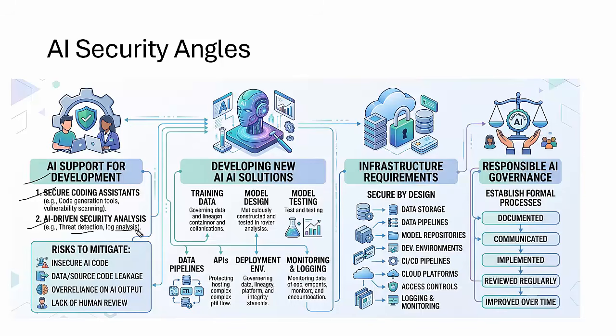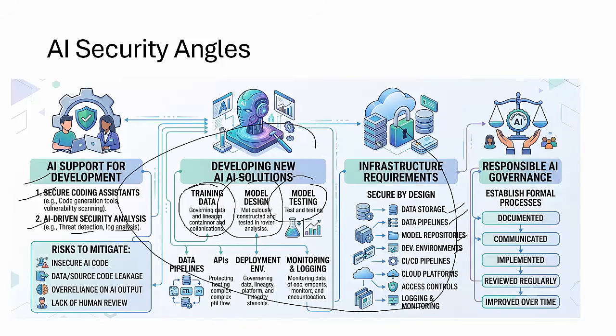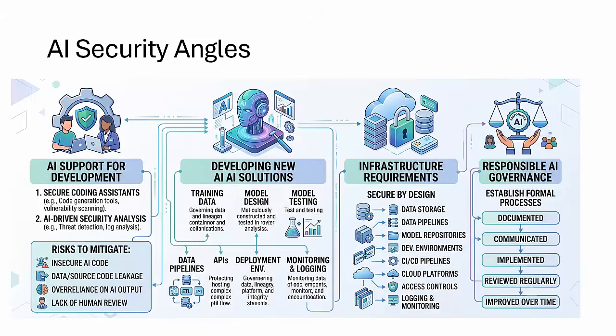One thing we need to look for is, let's say you're developing your new AI solution. We have to make sure the right training data is there. You design the model, you test the model. That is part of the requirement. And when you talk about secure by design, data storage, proper pipeline, model representative, development environment, and CI/CD pipeline need to be there. Everything is possible with the right governance. And right governance starts with documentation of all the things. Second is communicate all the things, implement in a proper manner, review regularly, and more importantly, improve over time. So these things are there.